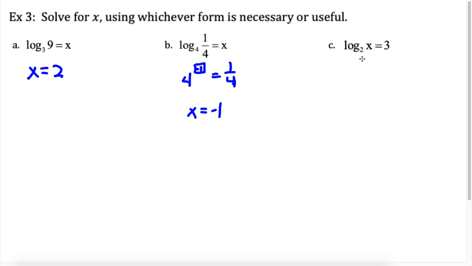Something like this, where x is inside of the log, it's really going to make sense to rewrite this as an exponential. So we're going to say 2 to the third power equals x, and 2 to the third power is just 8.